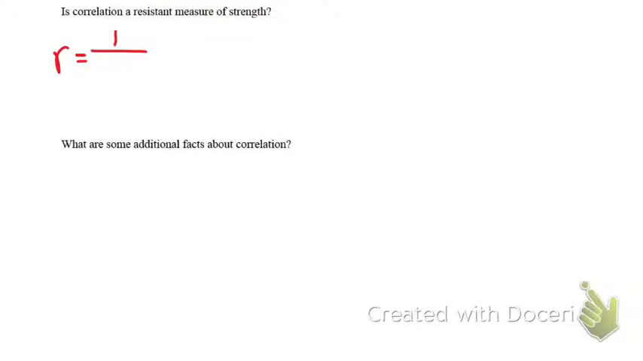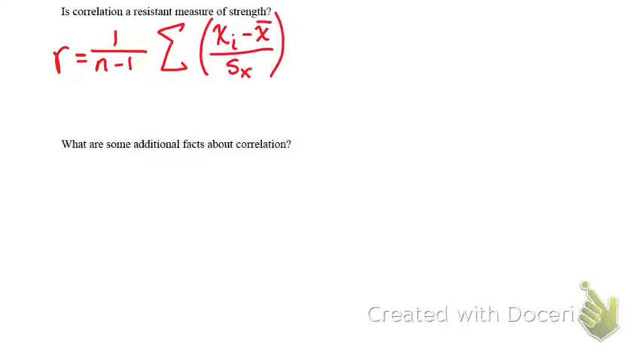1 over n minus 1. So I take the number of data values and I subtract 1, so I have that fraction. Then I'm going to take the summation of (x sub i minus x bar) divided by s sub x, and then I'm going to multiply that by (y sub i minus y bar) divided by s sub y.